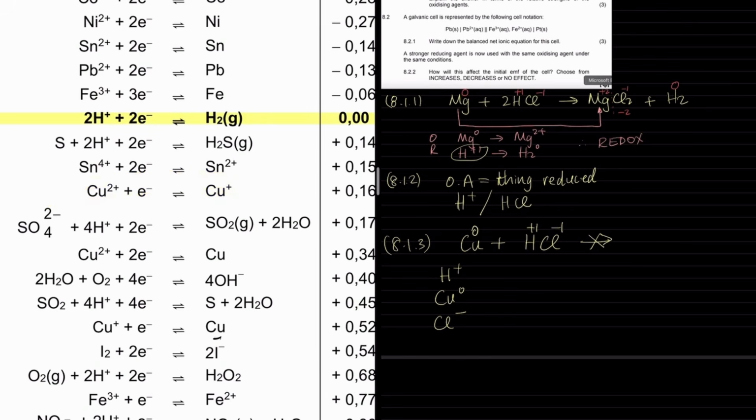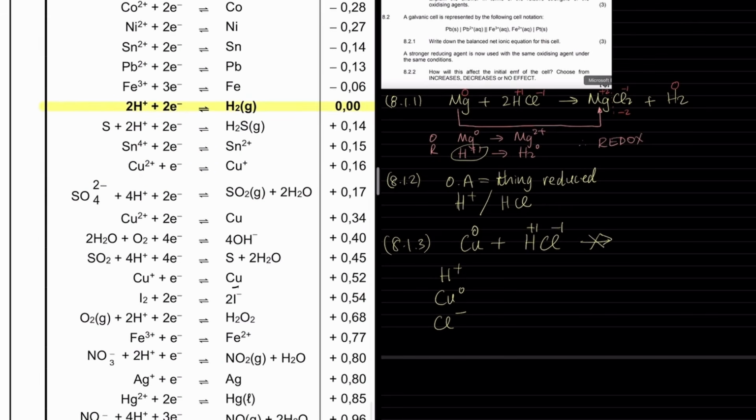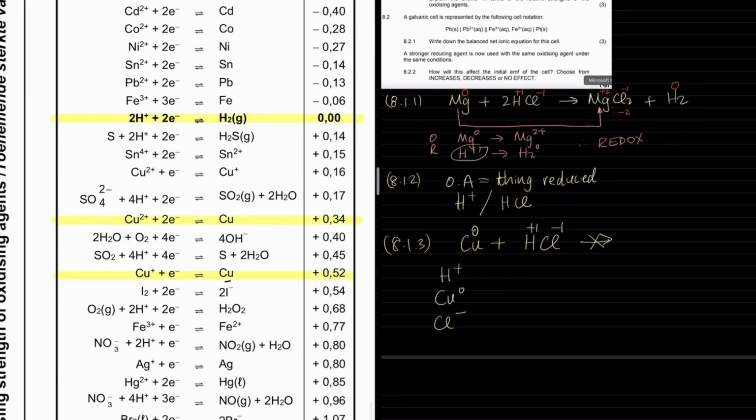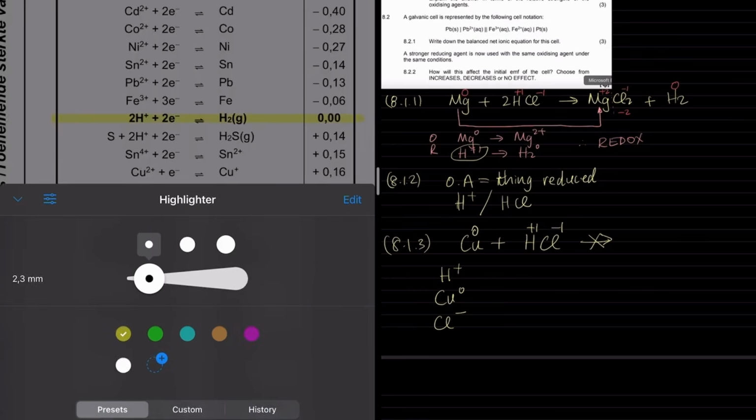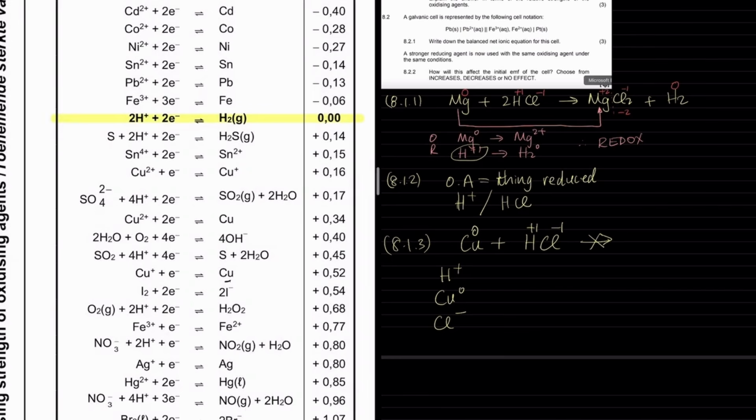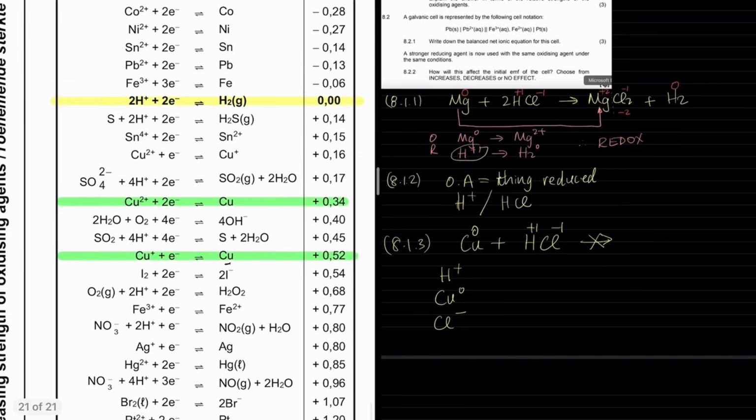I'm not going to choose it. However, I could use this one, or I could use this one. Right now, we'll just do both. Doesn't really matter. Actually, let me use a different color. So I would use green for copper. Okay. Then I'm going to look for the chloride ion.